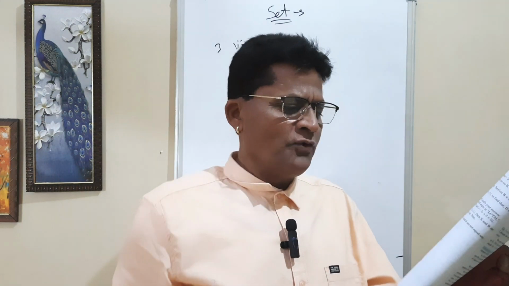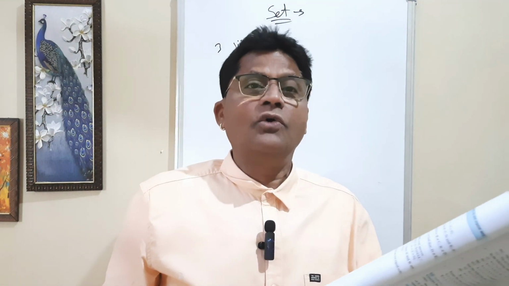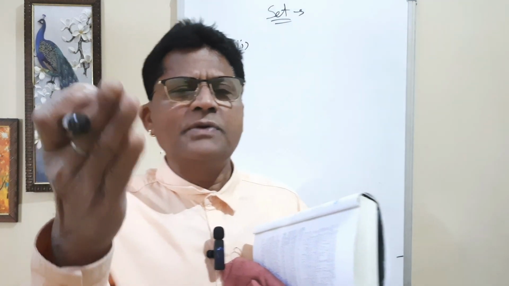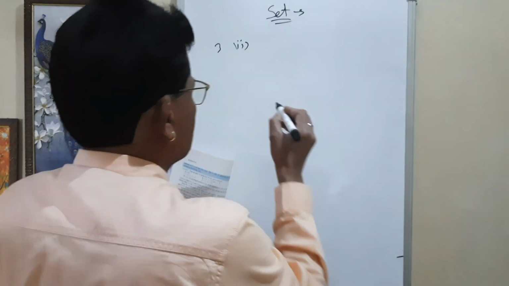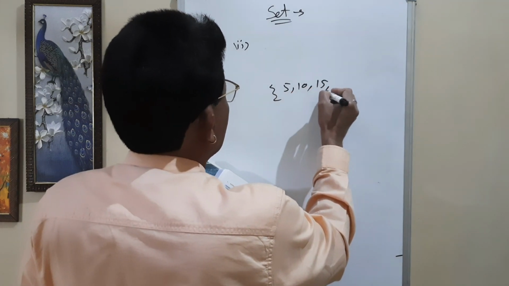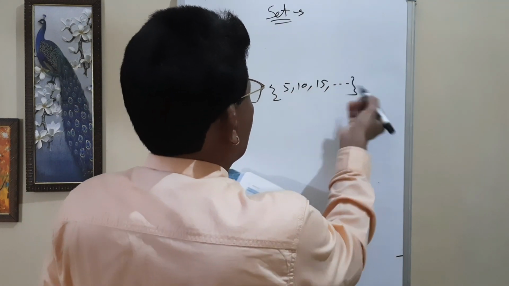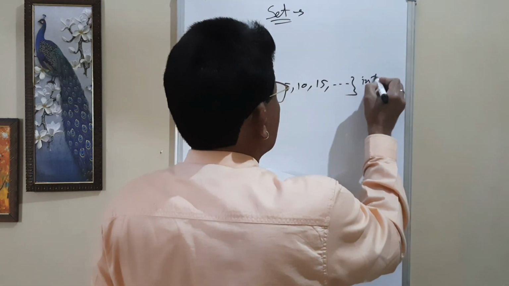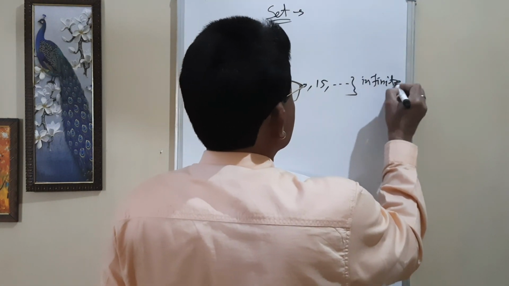Now third part, set of numbers which are multiple of 5. How many numbers will be there which will be multiple of 5? 5, 10, 15 and so on. Like that. 5, 10, 15 and my dear student, you tell me how many numbers will be there. It is infinite. Clearly it is infinite.